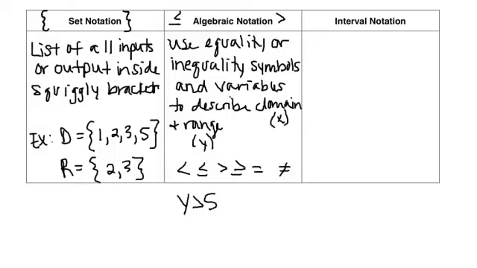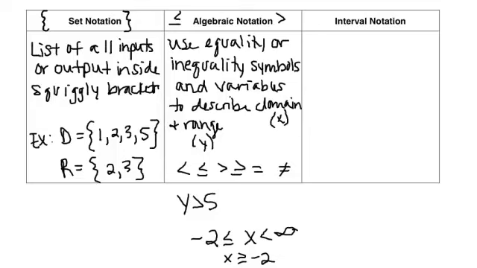We can also use compound inequalities. So if our domain is from -2 to infinity, we can write it as -2 is less than or equal to x is less than infinity. We could also write this as x is greater than or equal to -2. And we'll look at some more examples so that this will make a little bit more sense as well.